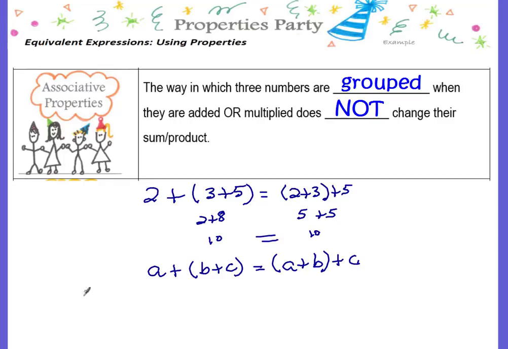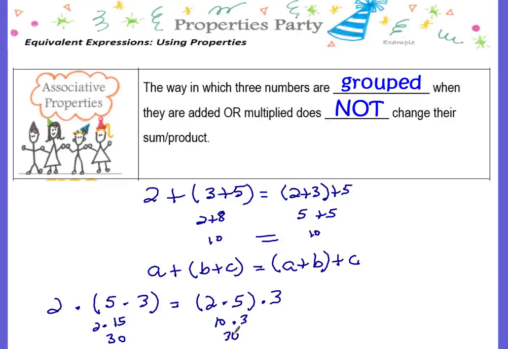Do the same thing for multiplication. If I have 2 times the group of 5 times 3, I can change my groups and multiply my 2 times 5 first and then multiply that by 3. So let's do the math. 5 times 3 is 15, and when I multiply that by 2, I get 30. Over here, when I do the group of 2 times 5, I get 10, and when I multiply that by 3, I get 30. You get the same answer, so you can do that.